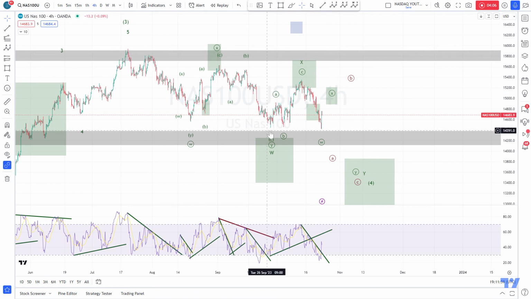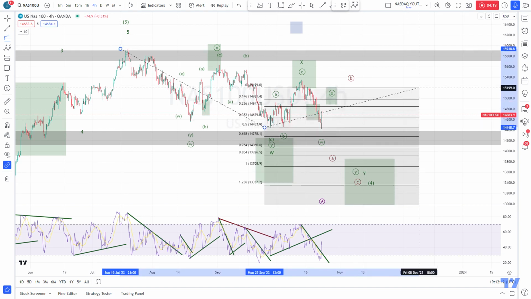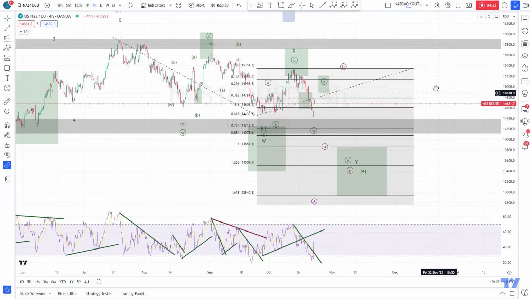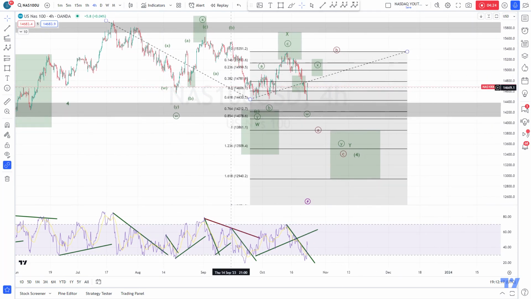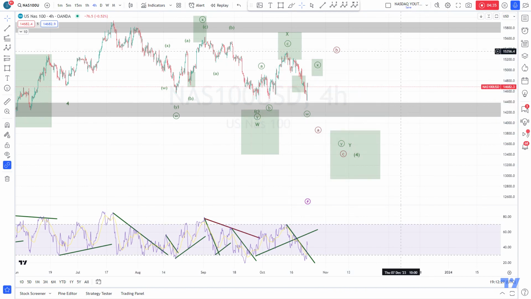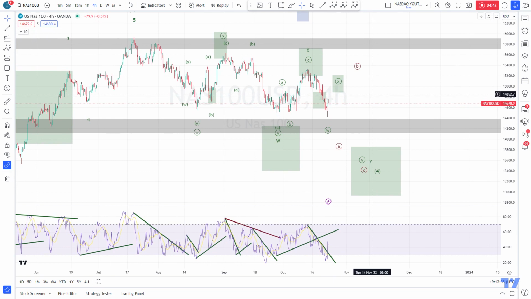So our wave W is situated right here. Here we made the wave X. And what we could do now is simply complete our WXY structure. After having this wave W, this wave X, we should go here into this area. If we take the length of the wave W and the length of the wave X, we should go here into the area between the 1 and the 1.618 FIB extension to finish this wave Y. And the way to go there would then be another WXY structure. That's one possibility.